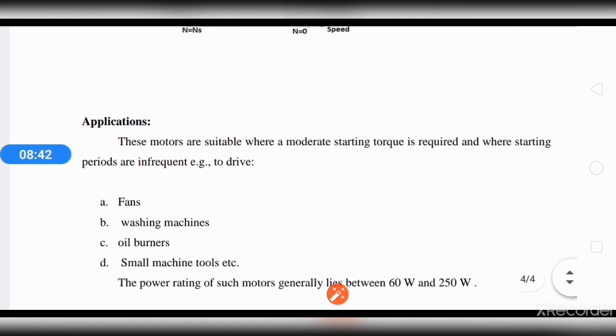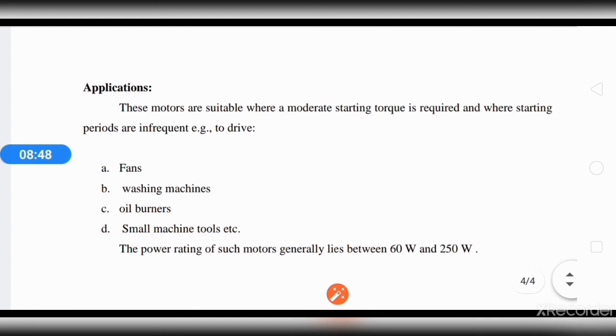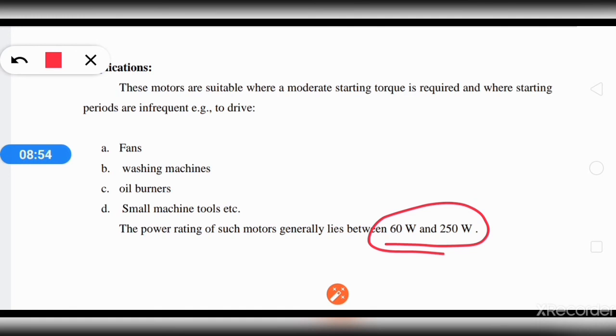What are the applications? These can be used in fans, washing machines, oil burners, and small machine tools. And the power rating of such motors lies between 60 to 250 watt. So this is all about the resistor split phase induction motor. We will discuss the further types in the next consecutive lectures. Thank you very much.